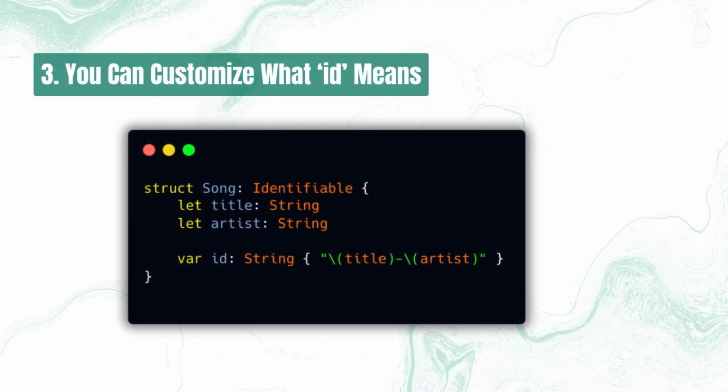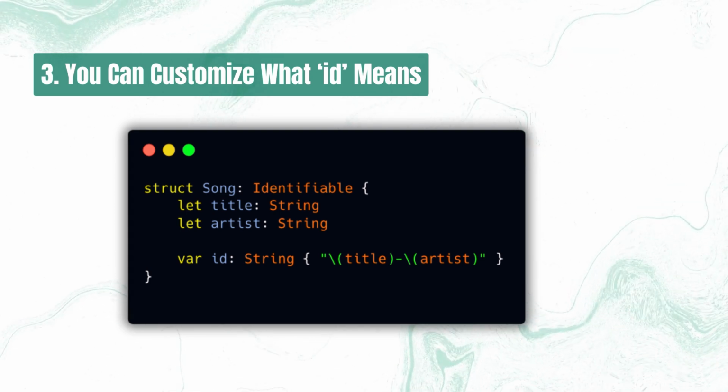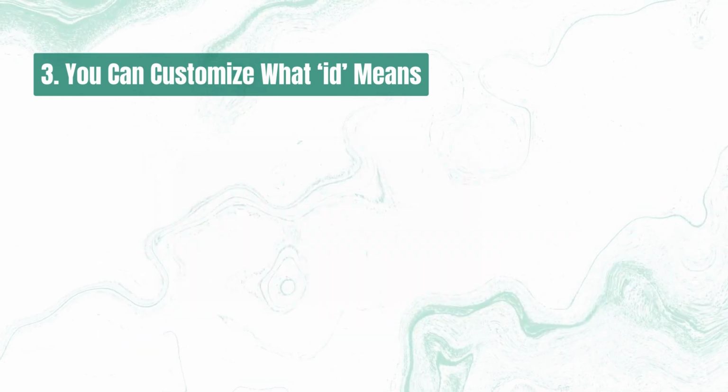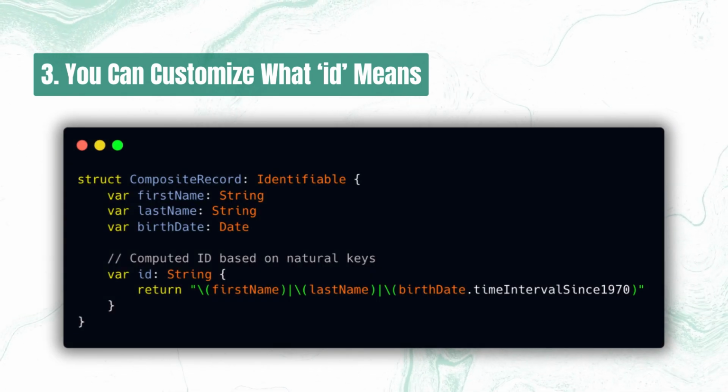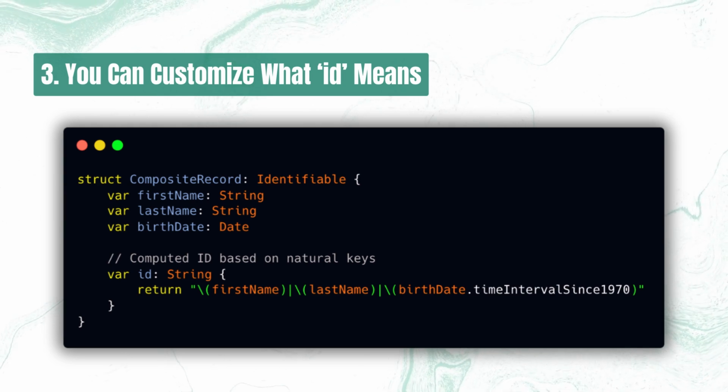You can customize what ID means. Want to change what's used as the ID? You totally can, without storing it as a property. Just provide a computed ID. This pattern is especially useful for temporary objects that don't have database IDs yet, derived data where identity comes from a combination of properties, value types that need stable identity across recreations, and local-only data that never hits a database.